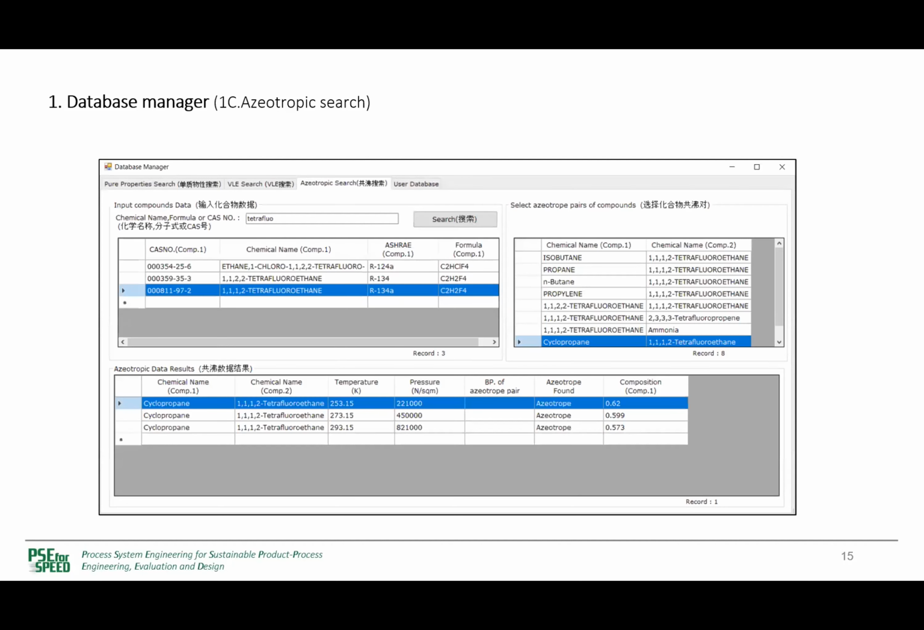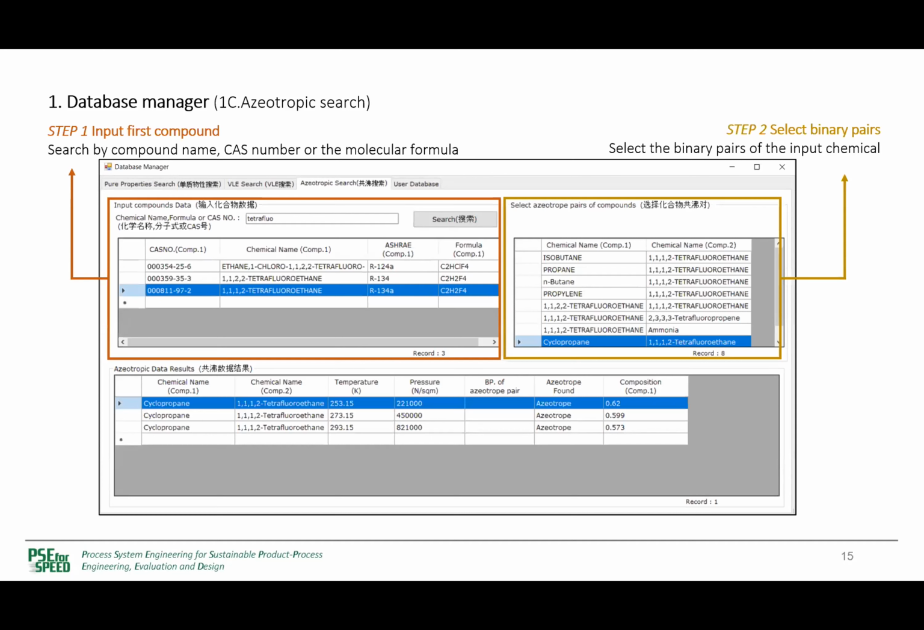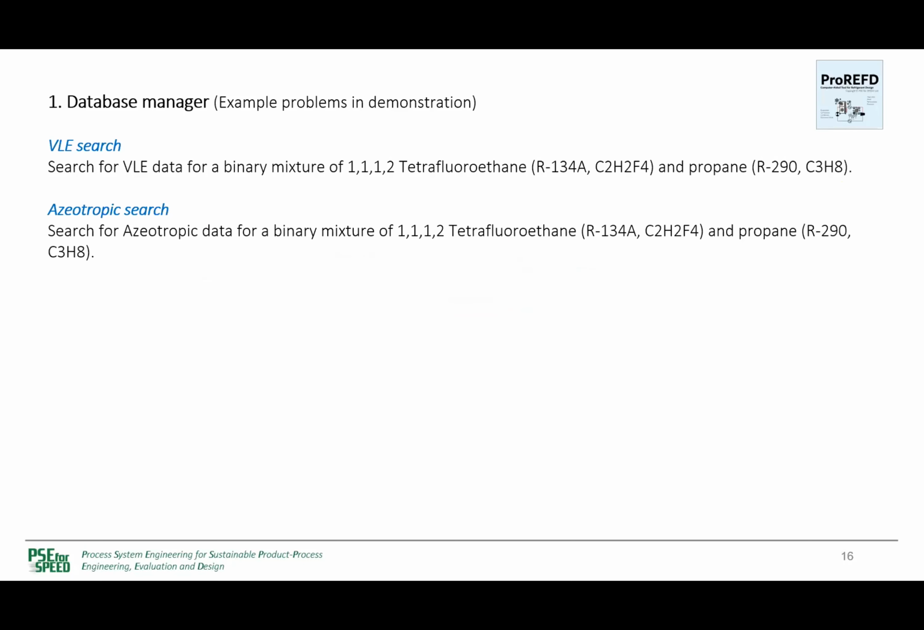The search is very similar to VLE search. Start the search by inputting the compound name in the left box. ProREFD will automatically find its binary pair, so you can select its binary pair in the right box. Okay, then see the result in the table below. And again, Siriporn is going to demonstrate VLE search and Azeotropic search using these problems.